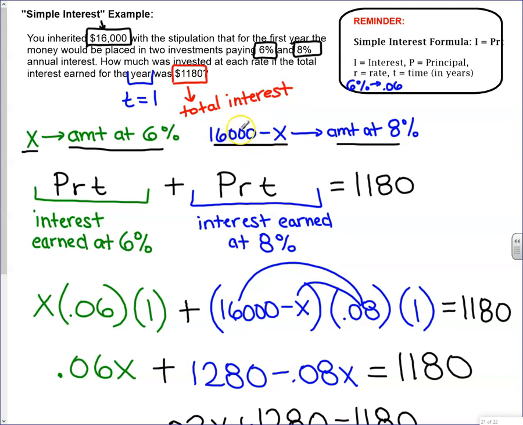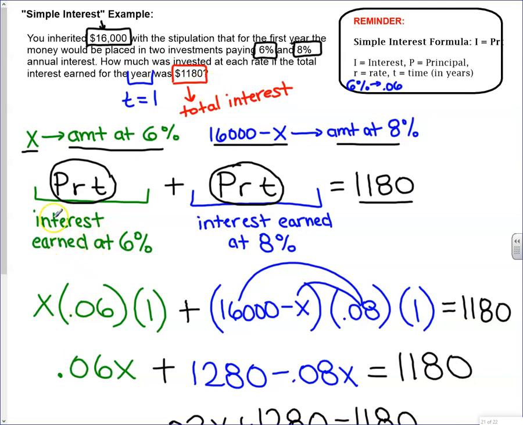So you don't want to introduce a new variable here, like I'm going to call this one x and this one y, because then you're solving an equation with two variables, and we don't want to do that, okay? So we want everything to be based off of just an x, okay? So when we look at our simple interest formula, this P times R times T is going to give me the interest that I got from the 6% account, and then this P times R times T will give me the interest that I got from the 8% account. When I add those two interests together, I'm going to get my total interest that they told me was $1,180.